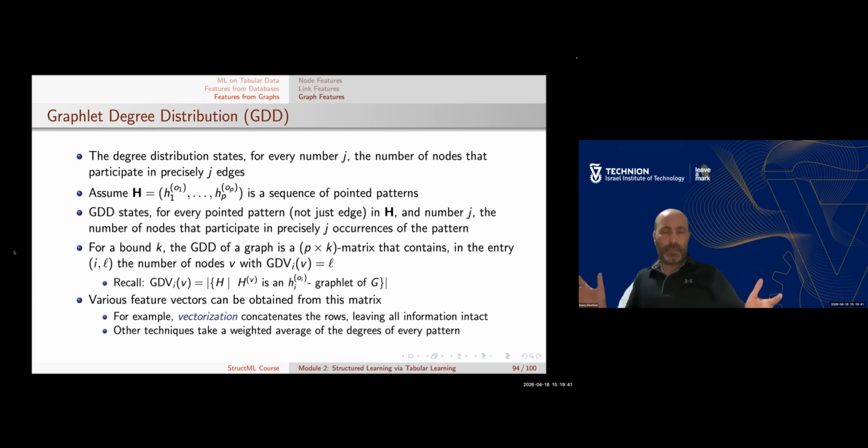Now, that's a lot of information, and you can say, okay, what do I do with that information? Well, you can use all of it. So, for example, you can vectorize the rows, like take the concatenation of them, or you can sum up the columns, or take the average of the columns to get some measures of how frequent is each graphlet in the graph.